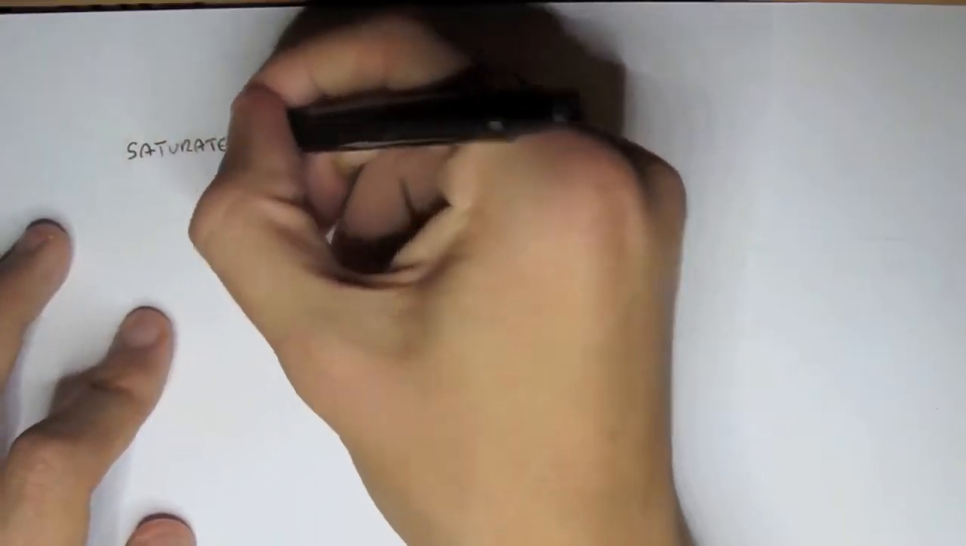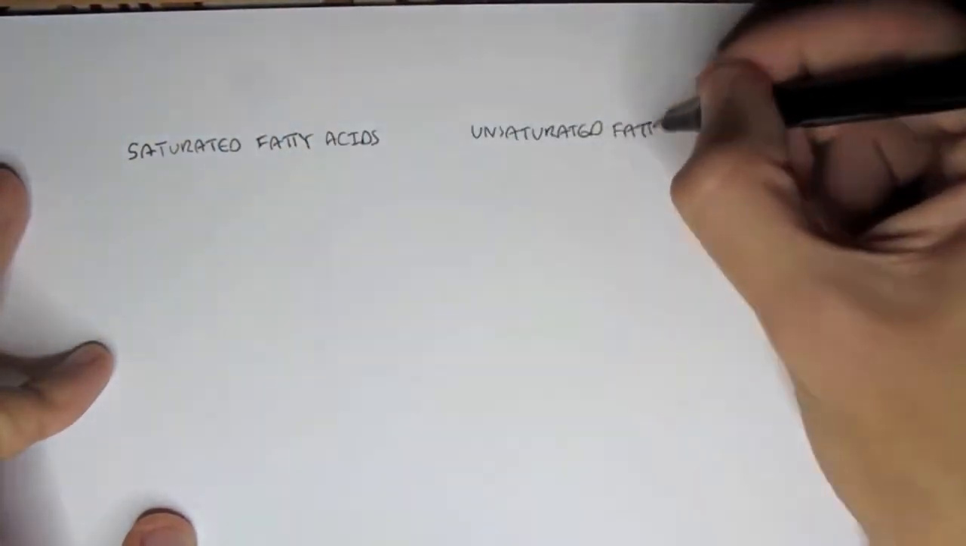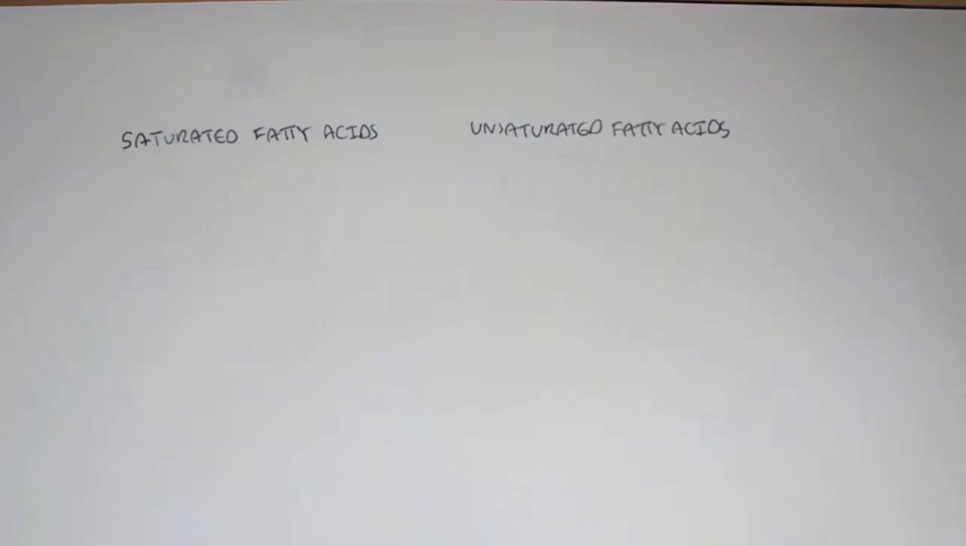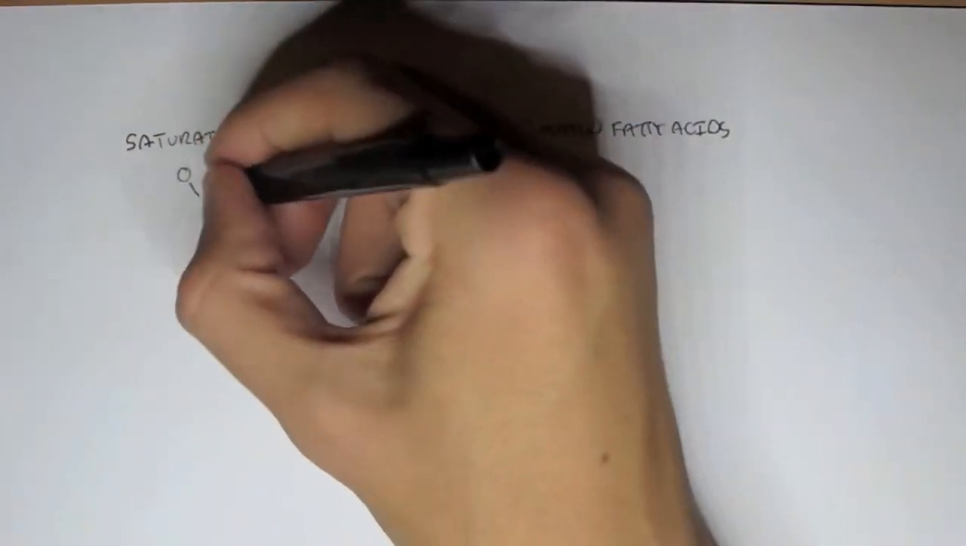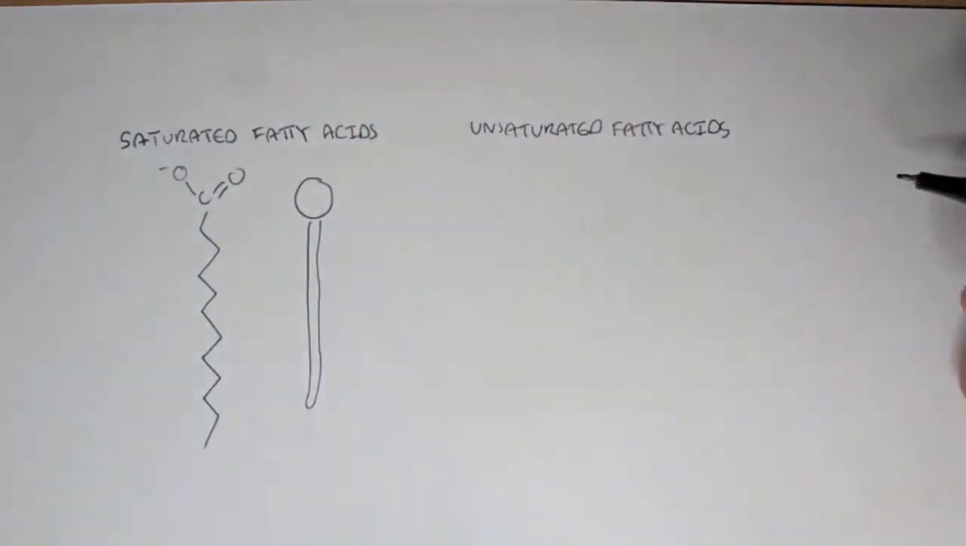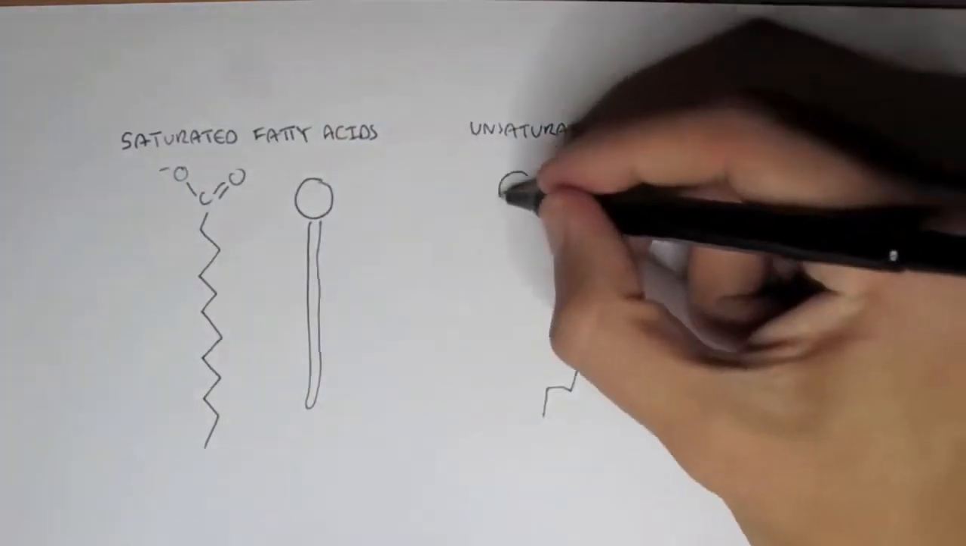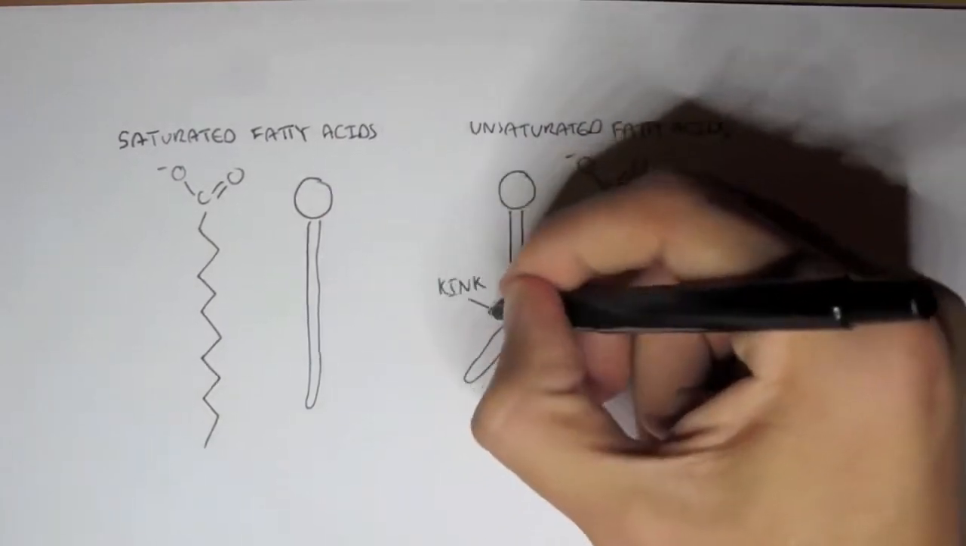And so we're continuing on with the cell membrane videos. We're looking back at saturated fatty acids and unsaturated fatty acids. So what are the differences? So saturated fatty acids have a carboxyl end with a hydrocarbon tail. So essentially it would look like this. An unsaturated fatty acid has a double bond in the carbon chain and so forms a kink.